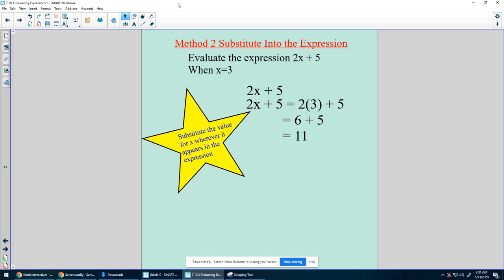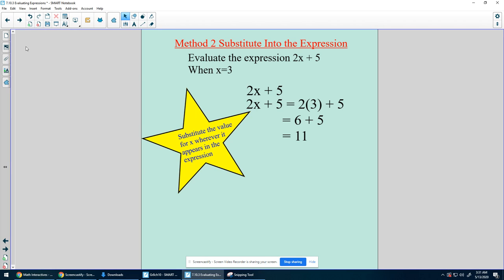Method 2 is to substitute into the expression and evaluate the expression, which we have done before. So we have 2x plus 5 when x is equal to 3. So step 1, we write our expression. Step 2, we substitute in using our brackets always. So we have 2 times x, which we know is 3, so we substitute that in using brackets, plus 5. Then we solve using BEDMAS. 2 times 3 is 6 plus 5. 6 plus 5 is equal to 11.